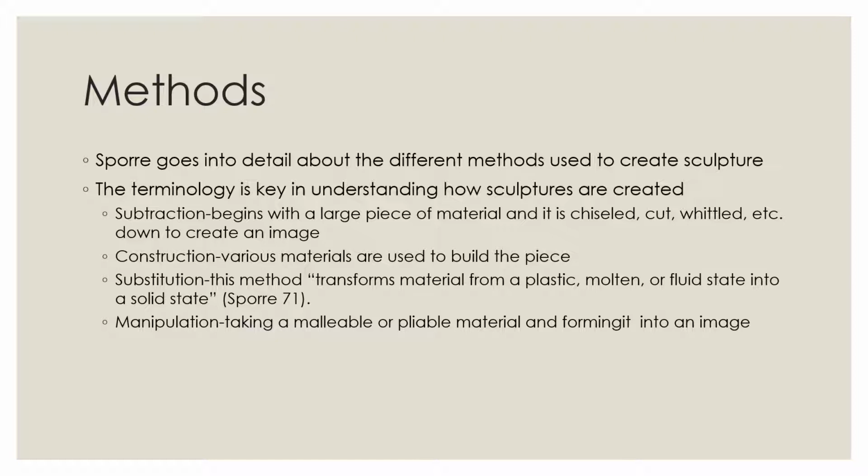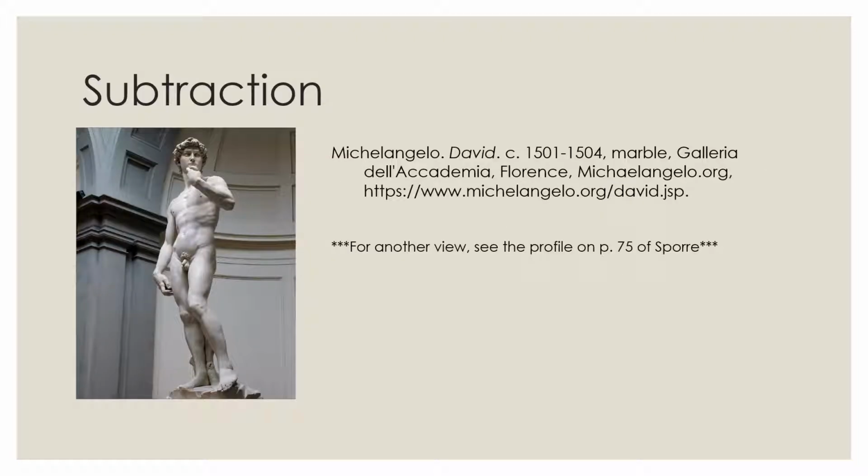Construction relates to the various materials used to build the piece. And substitution means to transform material from a plastic, molten, or fluid state into a solid state. Manipulation is taking a malleable or pliable material and forming it into an image.